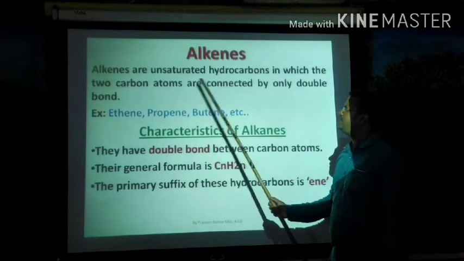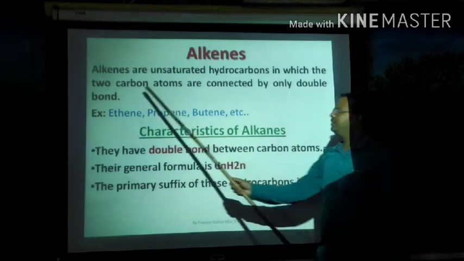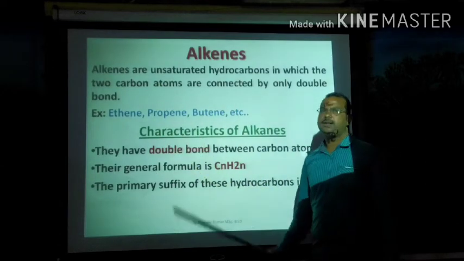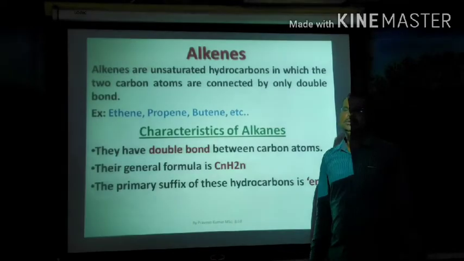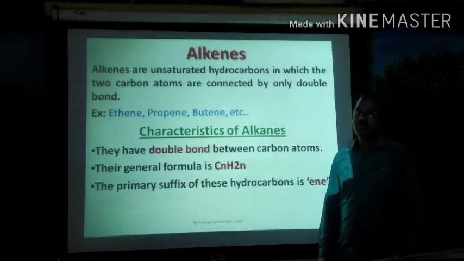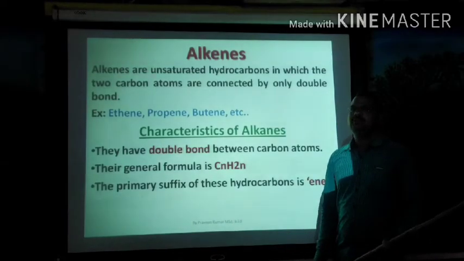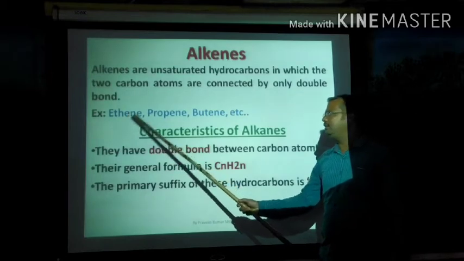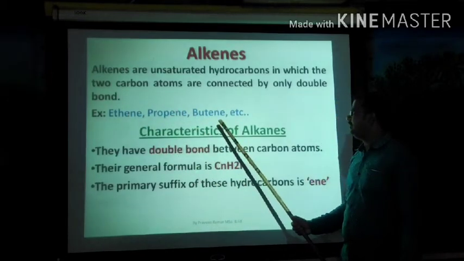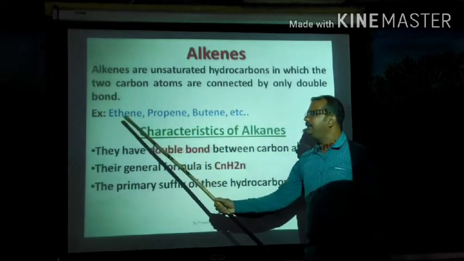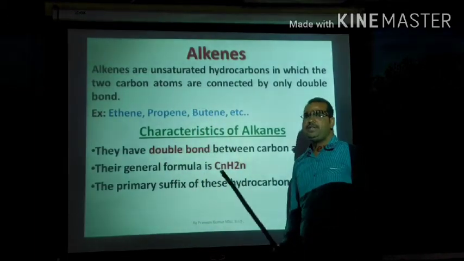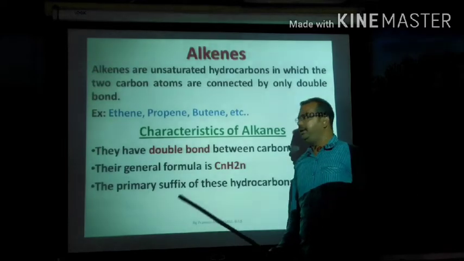Alkenes are unsaturated hydrocarbons in which 2 carbon atoms are connected by a double bond. In alkanes, 2 carbon atoms are connected by a single bond. Examples: ethene, propene, butene, etc. Here ethene is the first member of alkenes, whereas in alkanes methane is the first member.